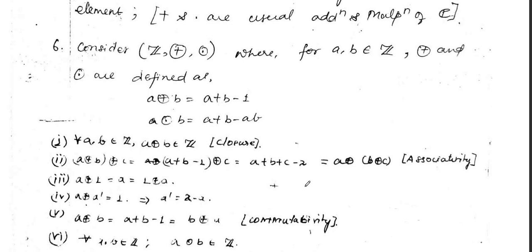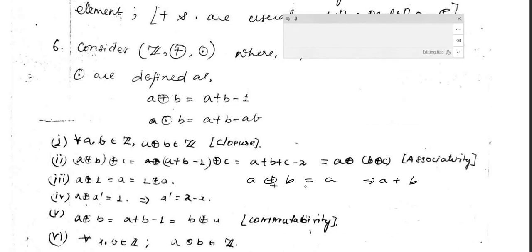The reason is whenever you have A circle plus some element, that should give back your A. So here A circle plus B is nothing but A plus B minus 1. So this A plus B minus 1 should be equal to A. So this in turn gives, see, our job is to find what this B is. So we have got this one implying that B is 1. So that is why here we have written A circle plus 1 gives us A back.